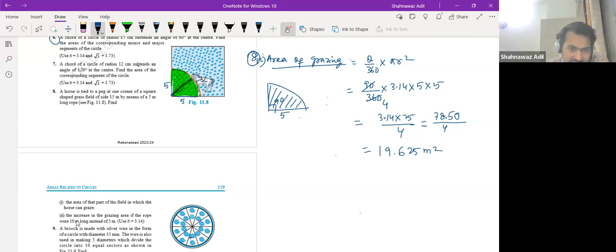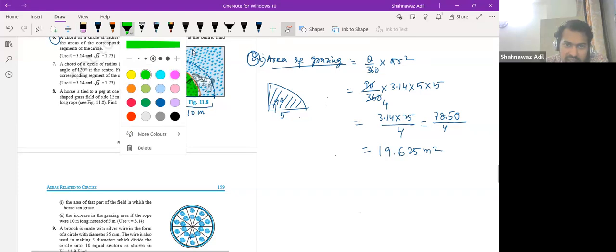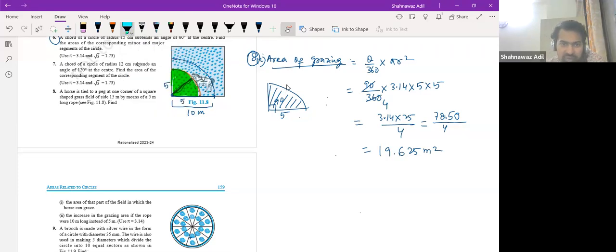Now what happens is that the increase in the grazing area, if the rope were 10 meters long instead of 5. So the length of the rope has been increased, and now it has become 10 meters. So this would be the area of the grazed region, right? So what would be the increase in the grazing area? This is the increase in the grazing area, right? So how can we calculate this increase? How can we calculate this?